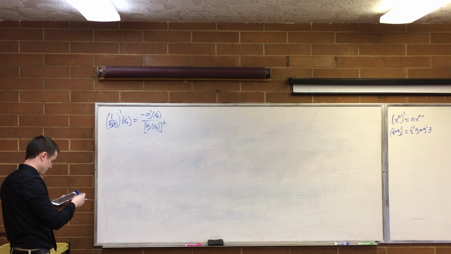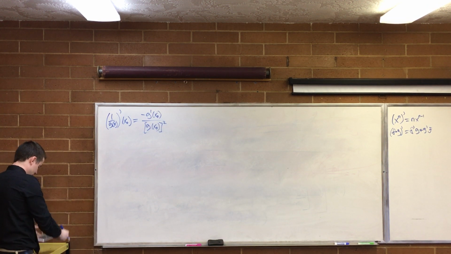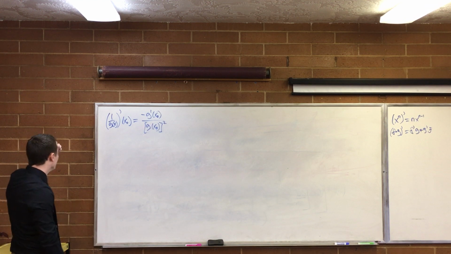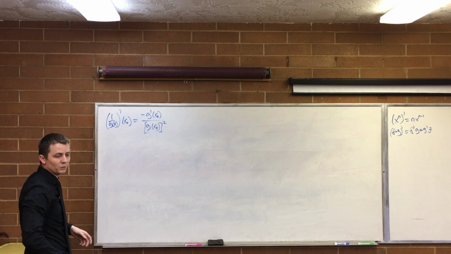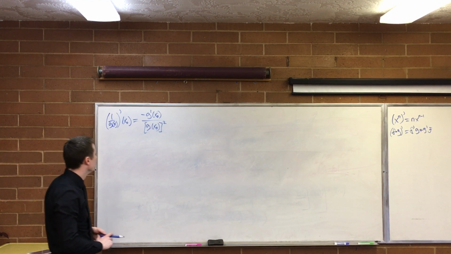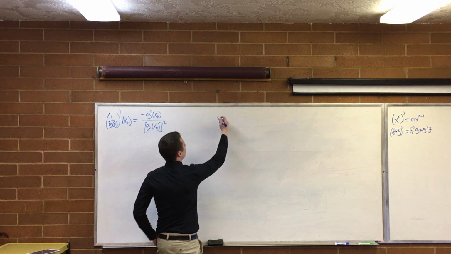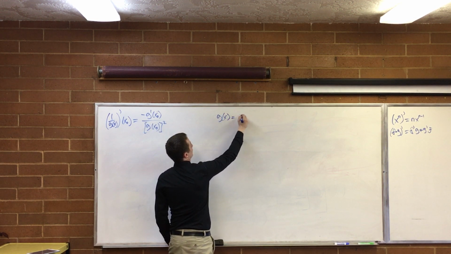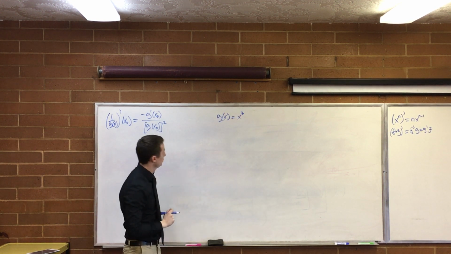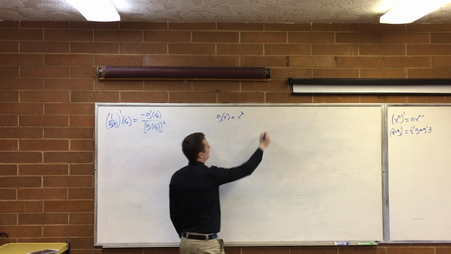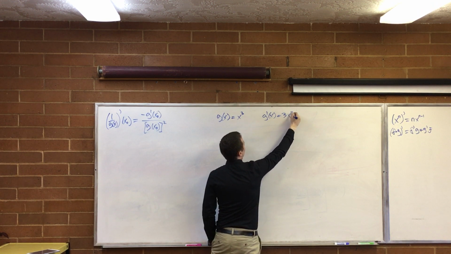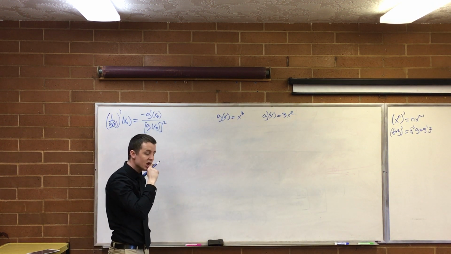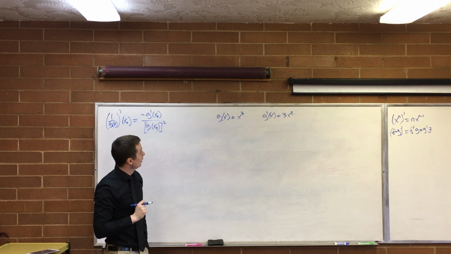How would I look at the derivative of 1 over g of x? How would that look? Well, an example might be: if g of x is equal to x cubed, you know how to calculate g prime of x. G prime of x is 3x squared, right? Using the power rule.